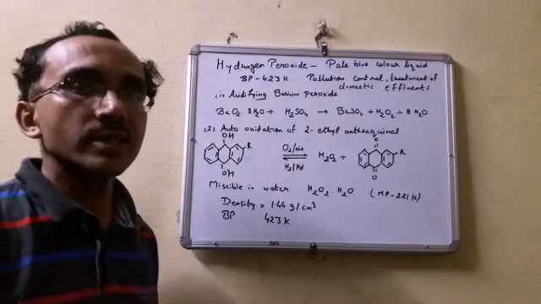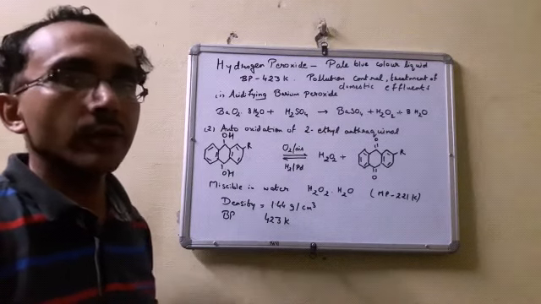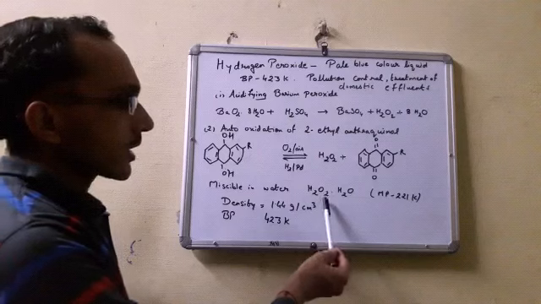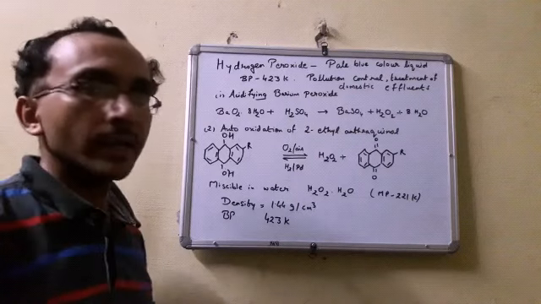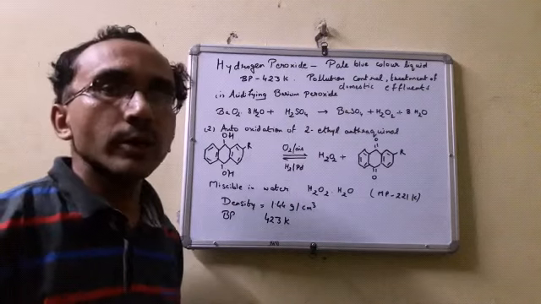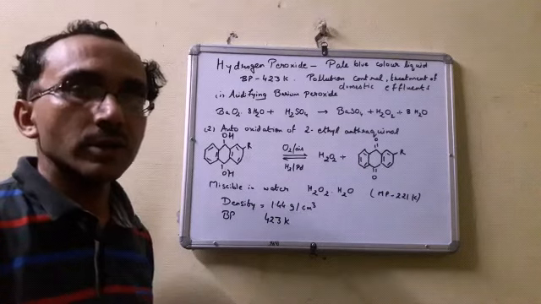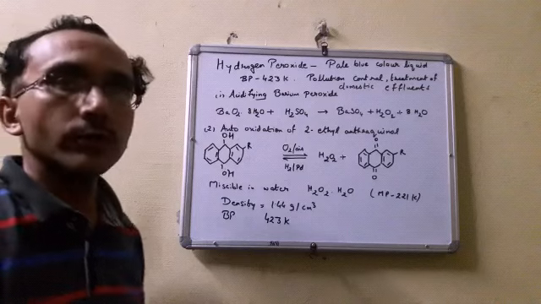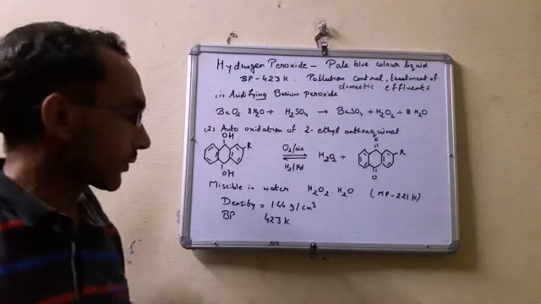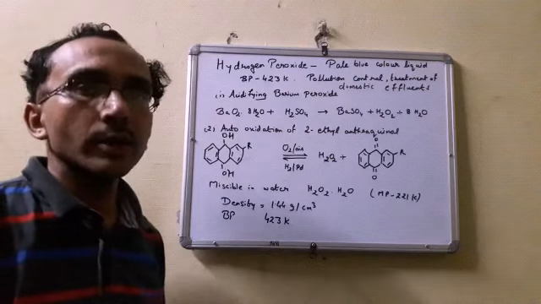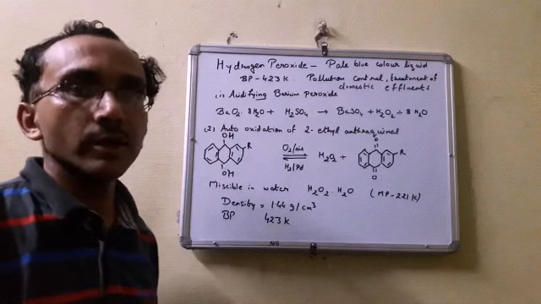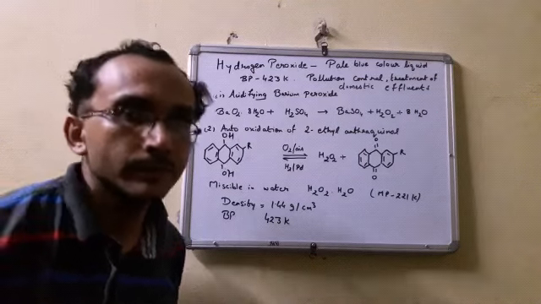This hydrogen peroxide is miscible in water in all the proportion and it forms a hydrate. This is H2O2, H2O. This is hydrated hydrogen peroxide. Its melting point is 221 Kelvin. The density of hydrogen peroxide is more than water. It is 1.44 gram per centimeter cube. Its boiling point is 423 Kelvin. These are the physical properties of hydrogen peroxide.